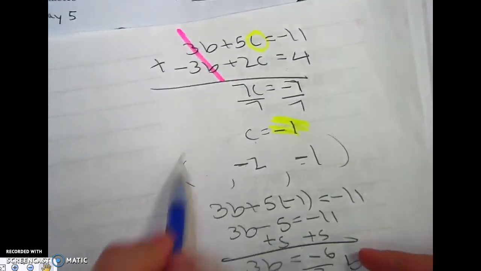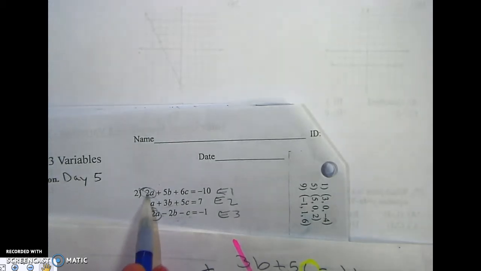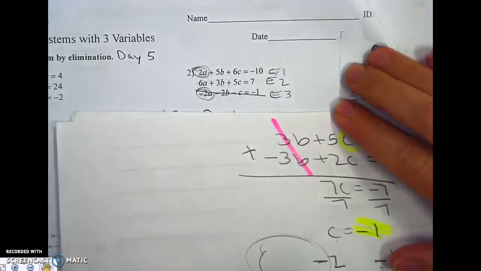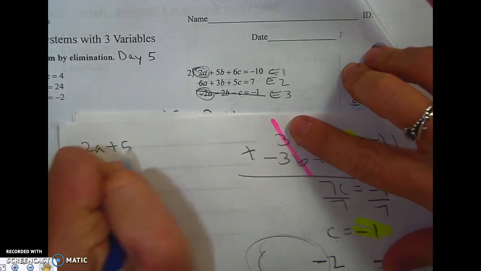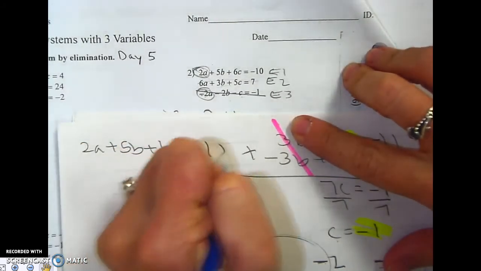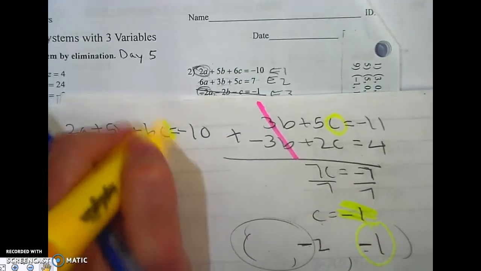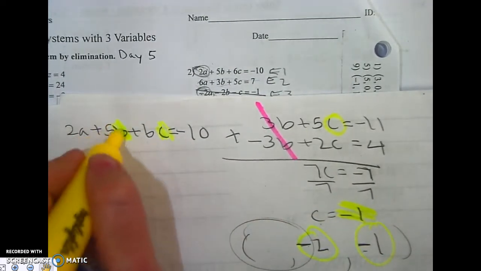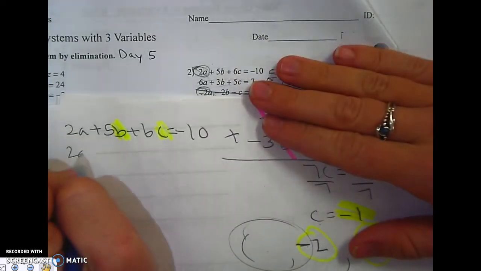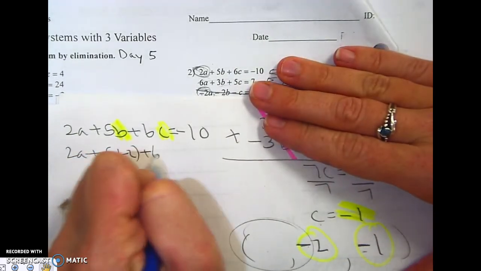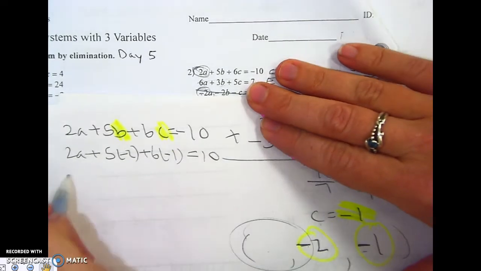Now I need to find what my A value is. Remember, in order to find my A, I have to go all the way back to my original. And I can either use equation 1, equation 2, or equation 3. I definitely don't think I'm going to use equation 3. Equation 2 just looks a little bit smaller, so I think I'm just going to use that one. So 2a plus 5b plus 6c equals negative 10. And then I'm going to take the negative 1 and put it in for C, and the negative 2 and put it in for B. So 2a plus 5 times negative 2, 6 times negative 1 equals 10.